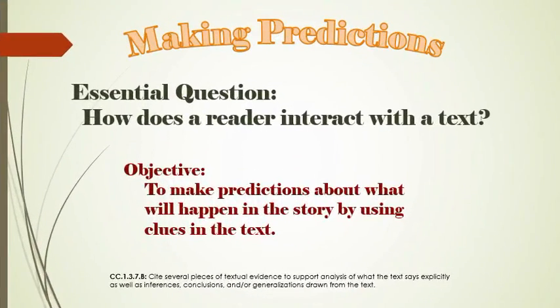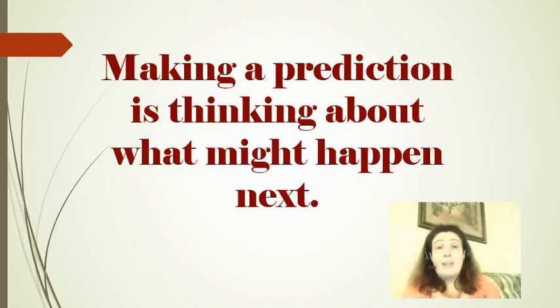Today's video lesson is on making predictions. We're going to ask the question, how does a reader interact with a text? Our objective is to make predictions about what will happen in a story by using clues in the text. Making a prediction is simply thinking about what might happen next.